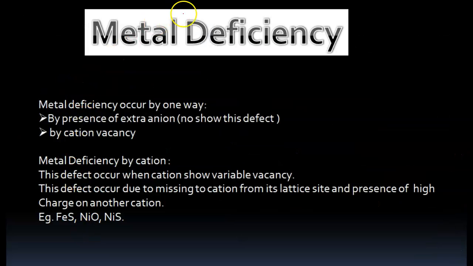Now next is metal deficiency. Metal deficiency occurs in one way, by cation vacancy. In presence of an extra anion, no defect occurs here. Here, metal deficiency by cation vacancy occurs when the cation shows variable valency. This defect occurs due to missing of two cations from the lattice site and presence of a high charge on another cation. For example, ferrous sulfide, NiO, NiS, nickel sulfide and nickel oxide.